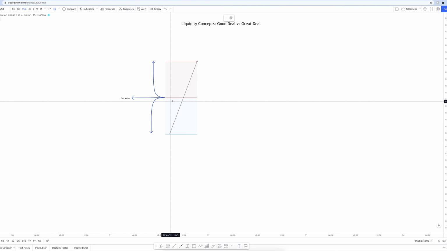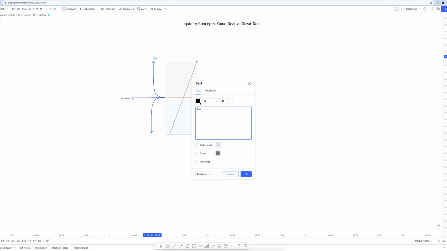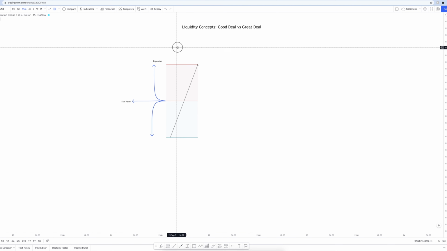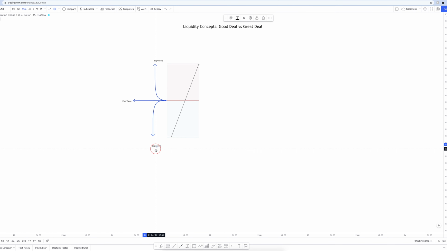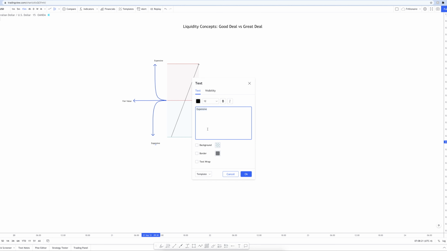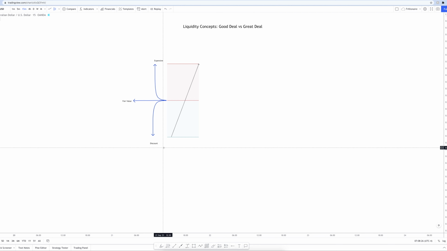So this is going to be fair value if it's around 50% or equilibrium. If it's above 50%, this is going to be expensive. And if it's under your 50%, this is going to be your discount. There are two sections within expensive pricing, and there are two sections within discounted pricing that we can denote. So we can put that there, and we can put this here.